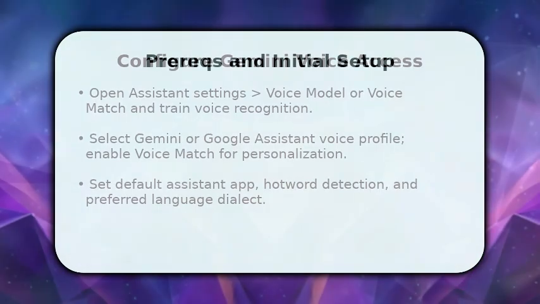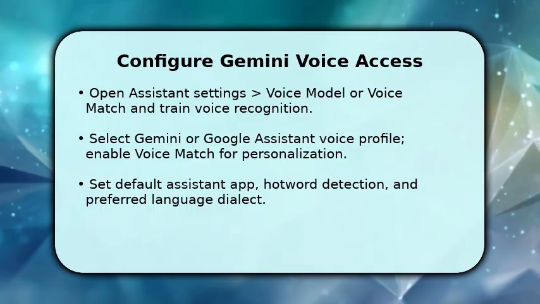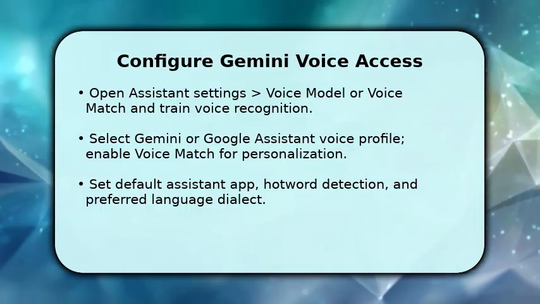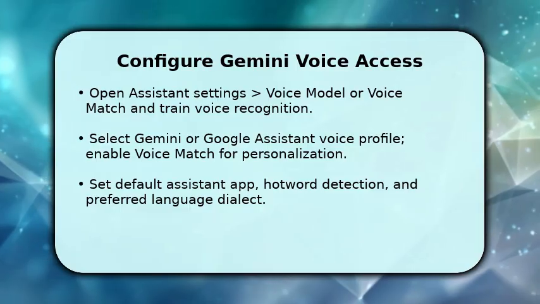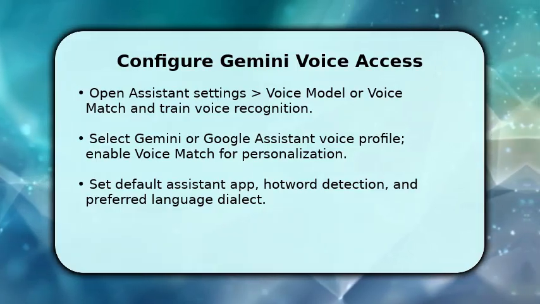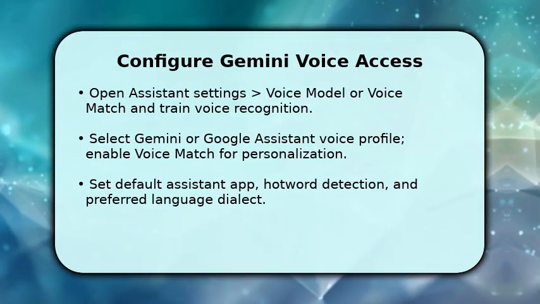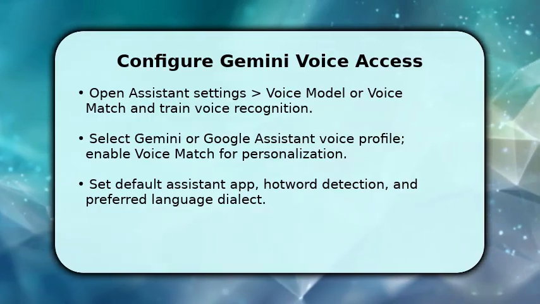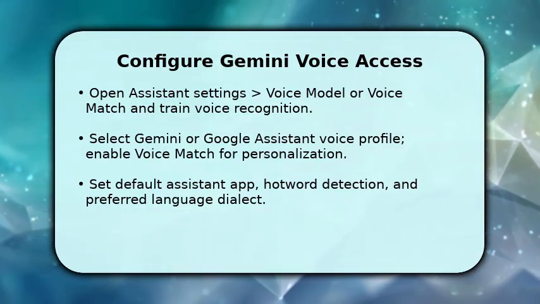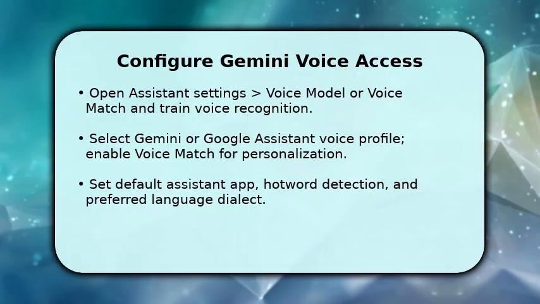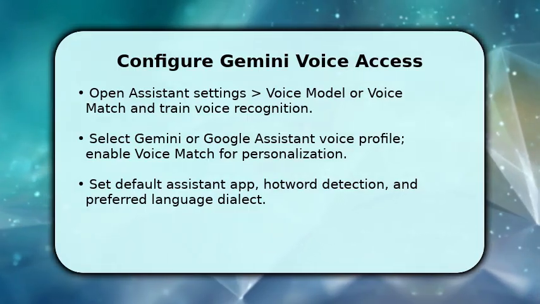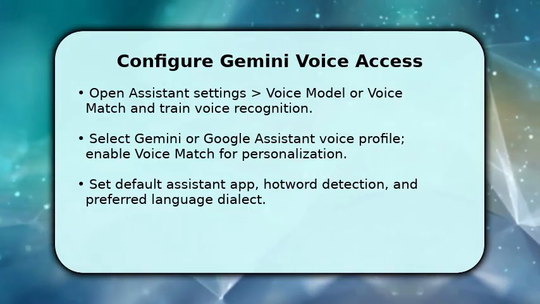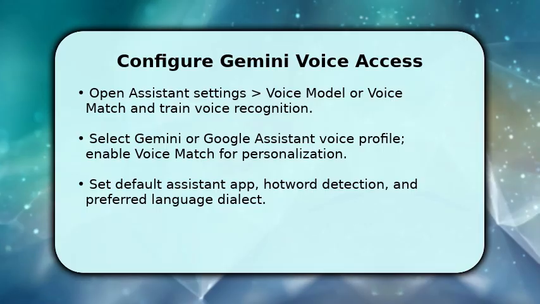Next, configure Gemini as your interactive voice assistant and train it to recognize you. Go into Assistant settings and choose Voice Model or Voice Match, then follow the prompts to record the wake phrase and sample commands. Once trained, select Gemini or the new Assistant voice profile and enable Voice Match for personalization. This improves responses and prevents accidental triggers.